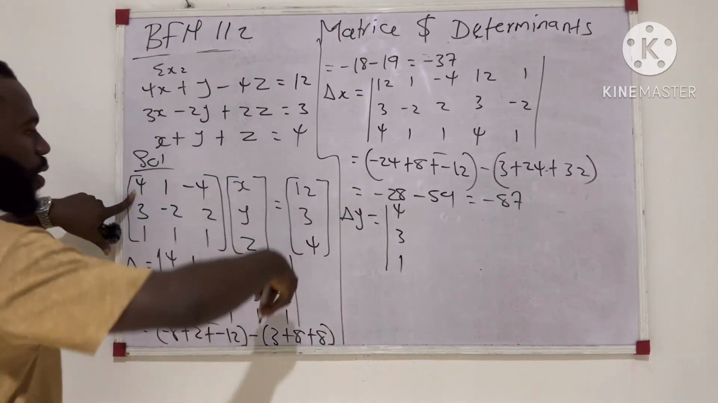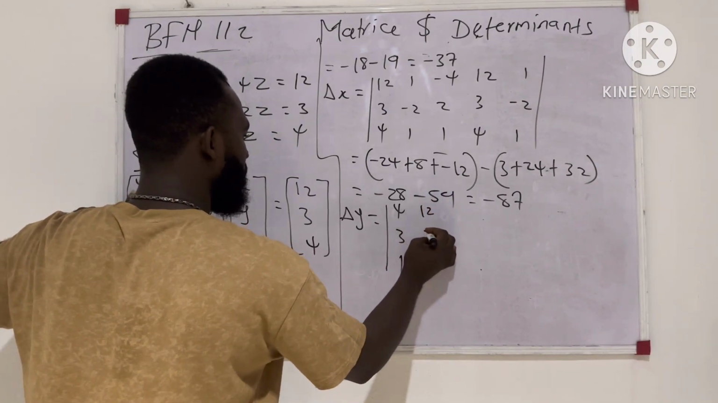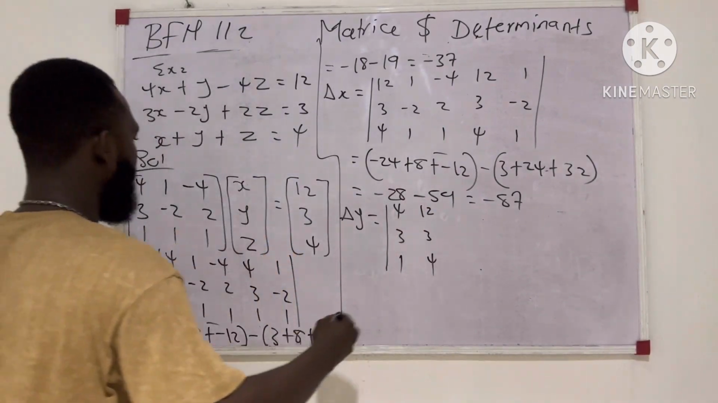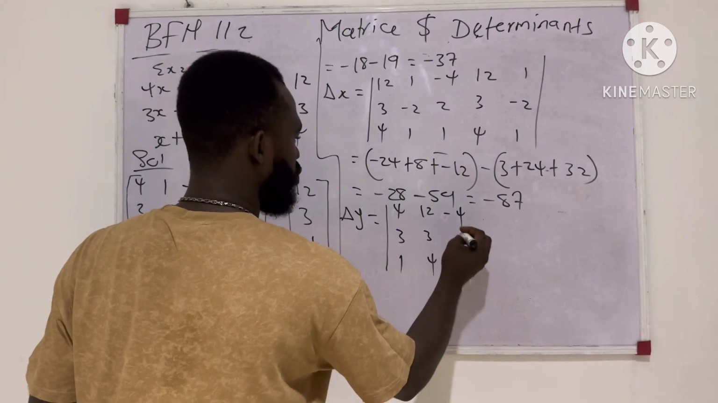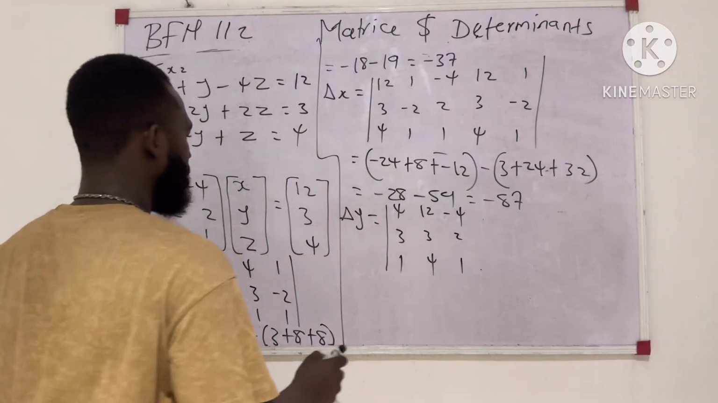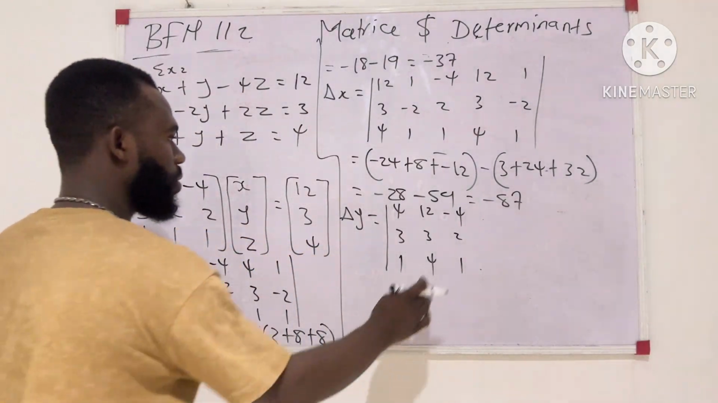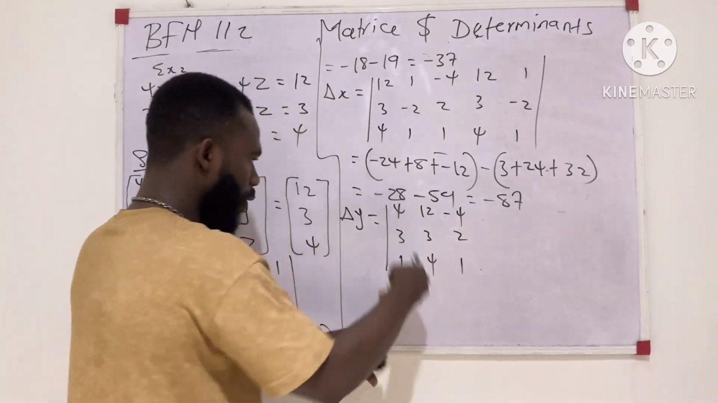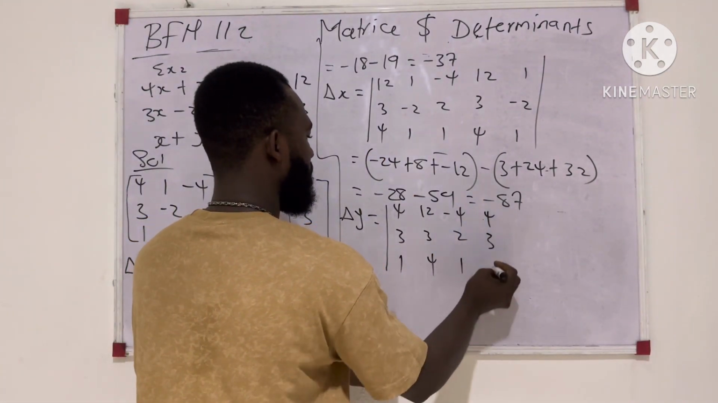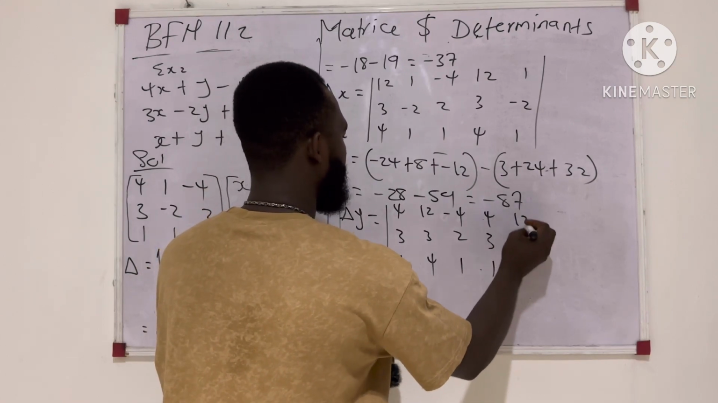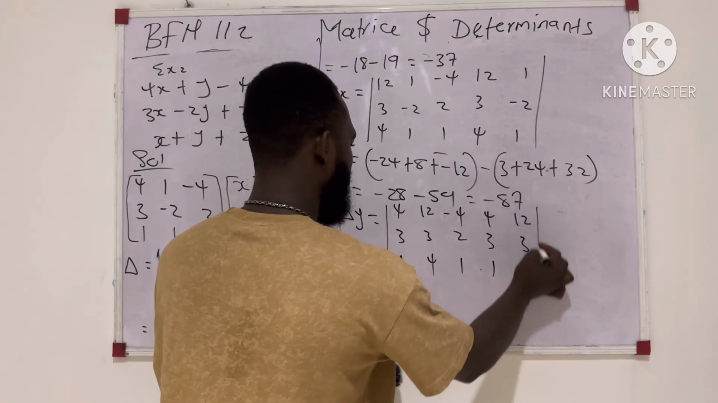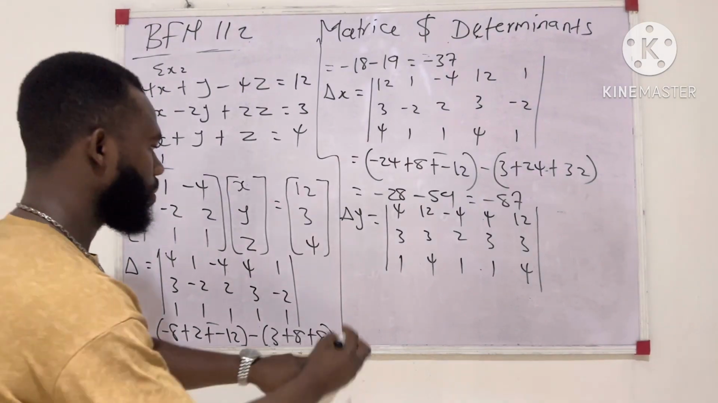Now my second column becomes 1, 2, 3, 4. Also here we have minus 4, 2, 1. All right. So now again repeating the first two columns. First column is 4, 3, 1. Second column is 1, 2, 3, 4. Yes. So let's go again.